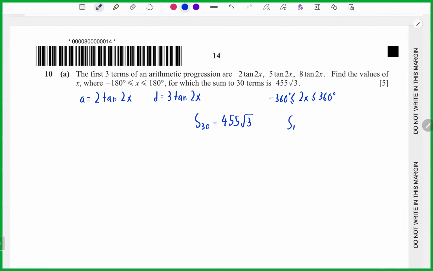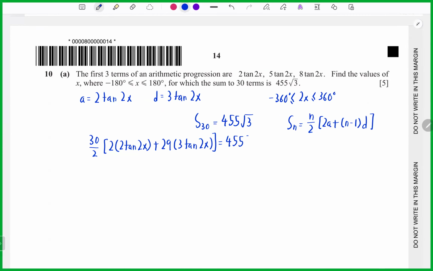Now we try to recall the formula: n over 2 times 2a plus n minus 1 times d. So we just follow. You can take 13 divided by 2, bracket 2 times 2 tan 2x plus 12 times 3 tan 2x, equals 455 square root 3. Here you will get 4 tan 2x plus 12 multiplied by 3, you will get 36 tan 2x.